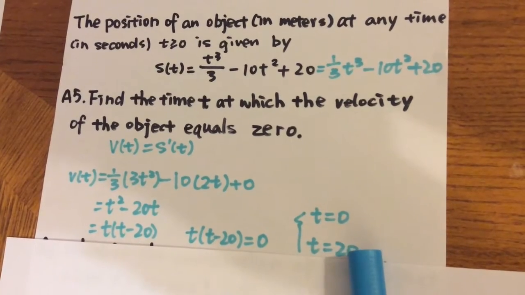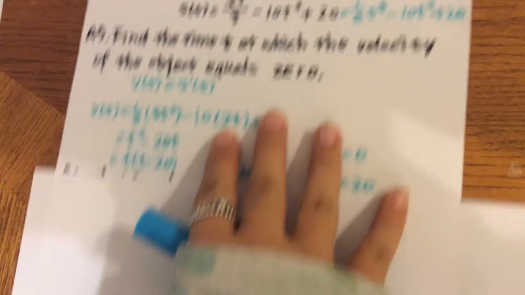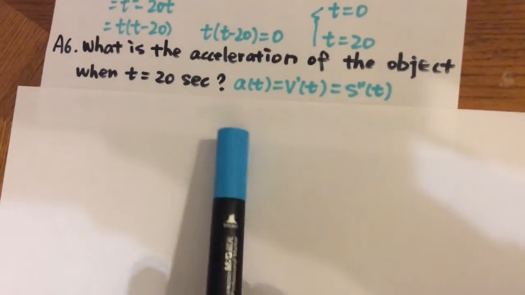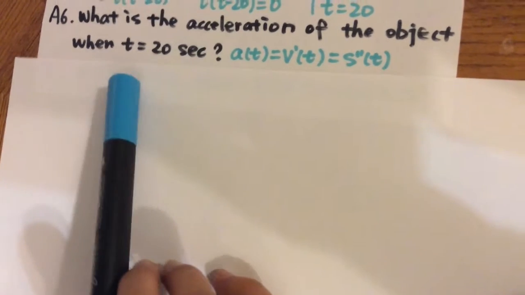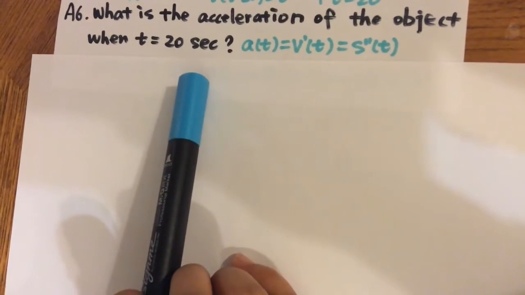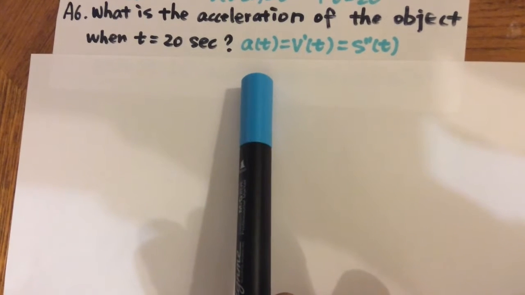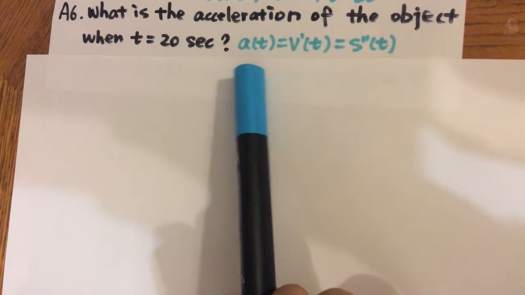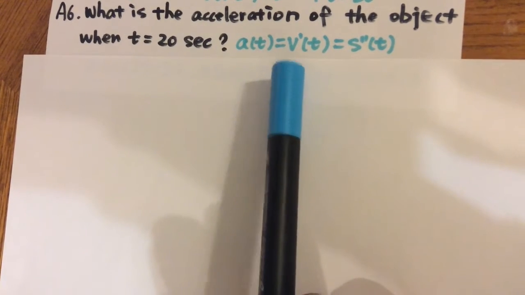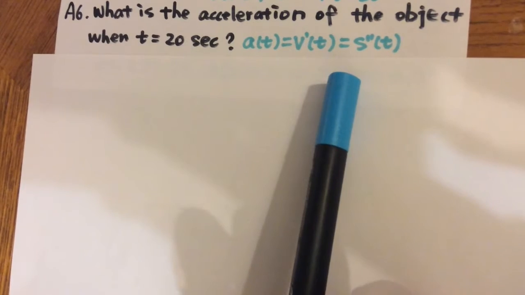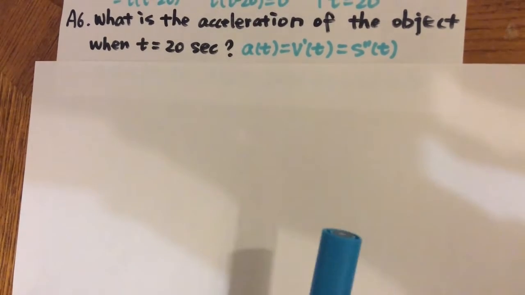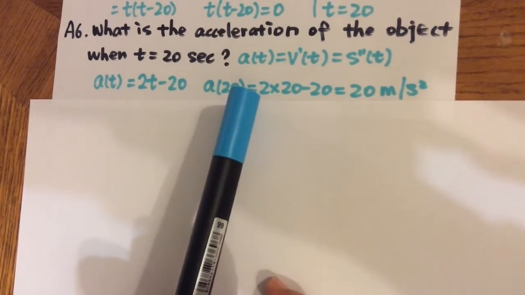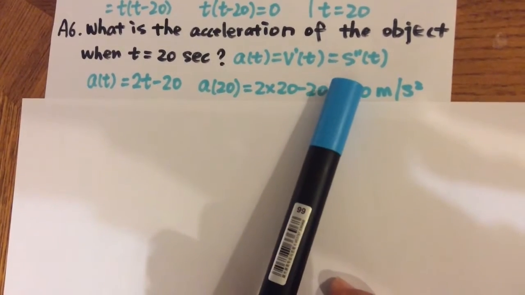So these two are the answers of this question. Finally, A6, the question is, what is the acceleration of the object when t equal to 20 seconds? So at this time, acceleration is the rate of change in velocity. So a of t is equal to v prime of t is equal to s double prime of t. So at this time, we will find a of t from the s double prime of t.